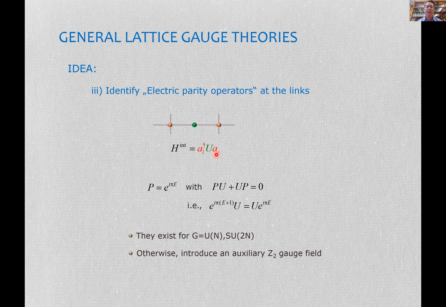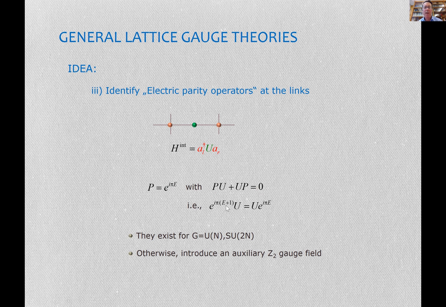There is an annihilation operator on the right, an operator on the left, and then there is an operator U that is acting on this bosonic degrees of freedom. Now what we look for is some operator that we call a parity operator. It is an operator that squares to itself, is idempotent, such that it anti-commutes with this U. That is, P times U plus U times P is equal to zero.